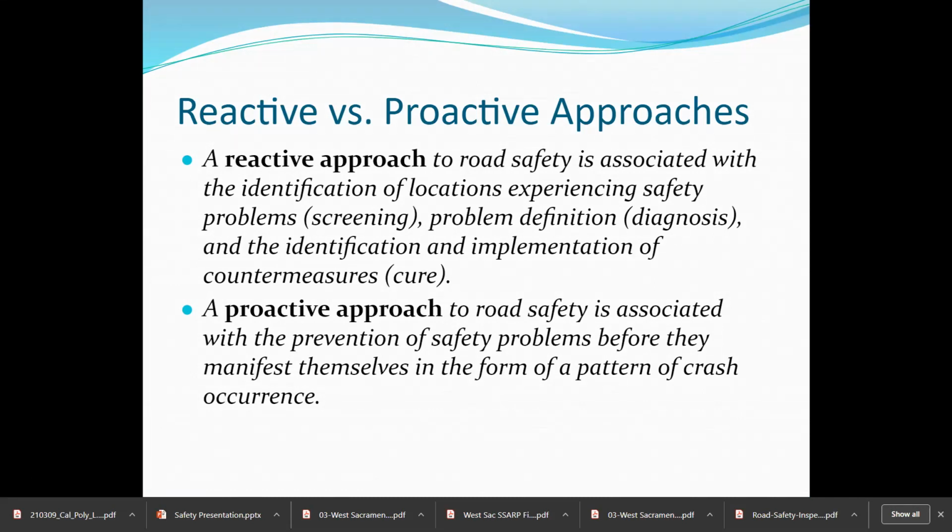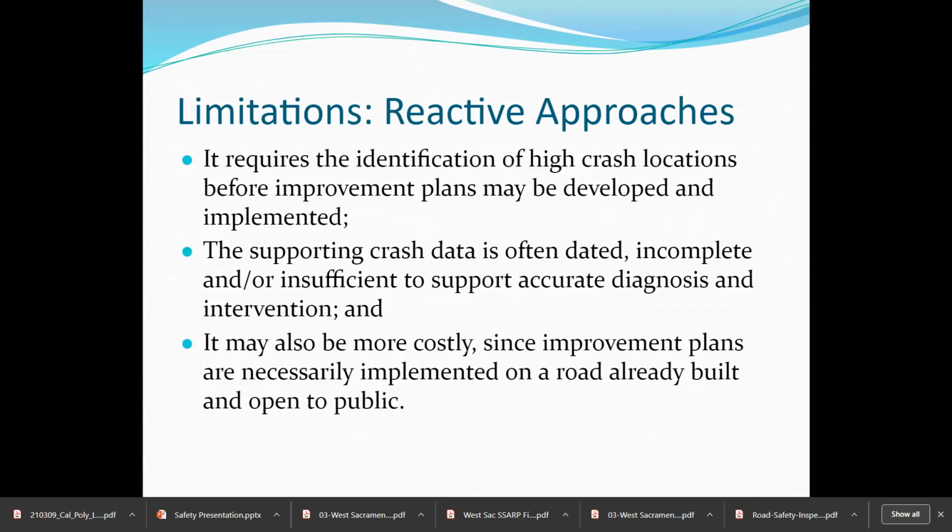And then a proactive approach is basically you try to identify problems before they occur, going to the field, taking a user's perspective, and looking for problems as part of the road safety audit process that we do. It is a proactive approach to identification of traffic safety issues.